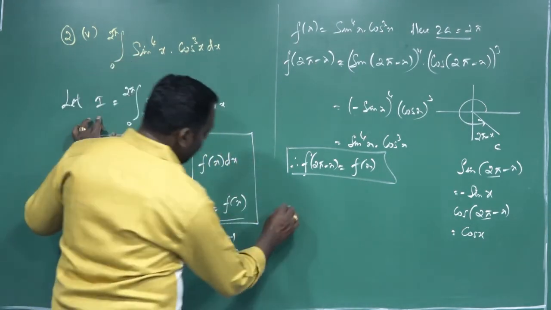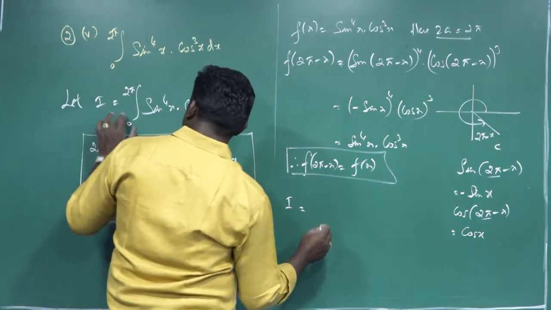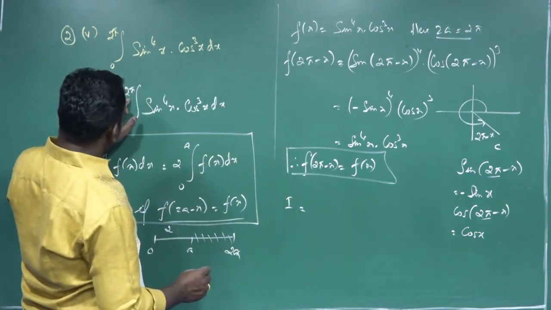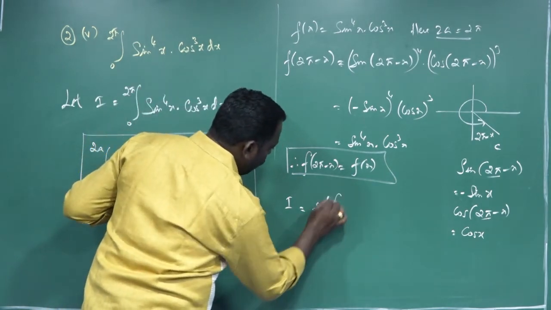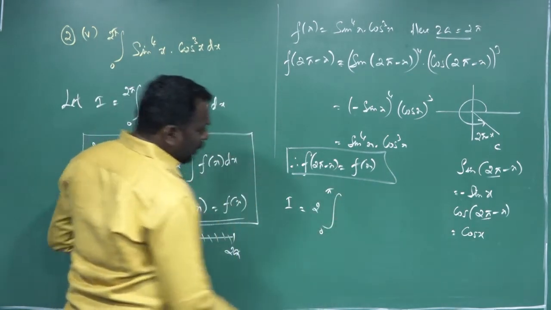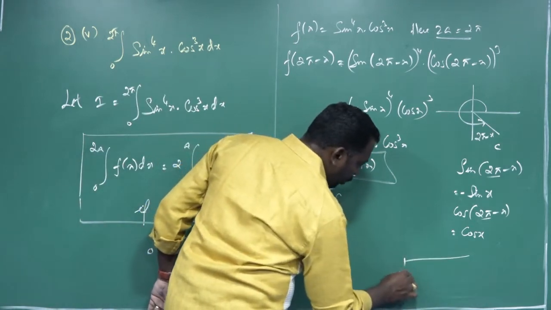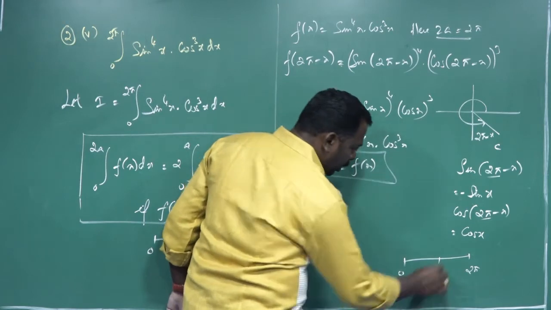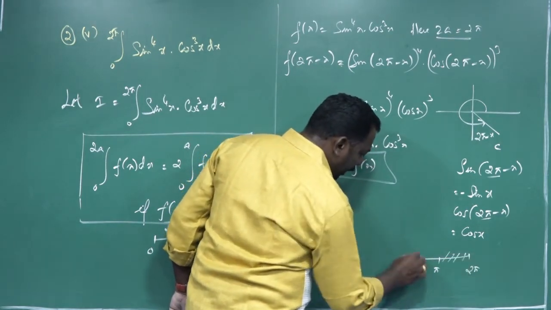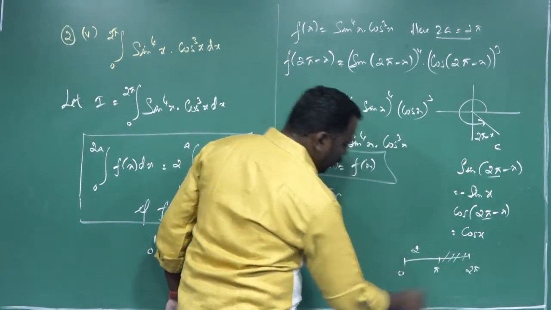Therefore the given integral from 0 to 2π, we can write it as 2 times the integral from 0 to π. Because the given integral is from 0 to 2π, the middle value is π, so we split it at π and write 2 times the integral from 0 to π.